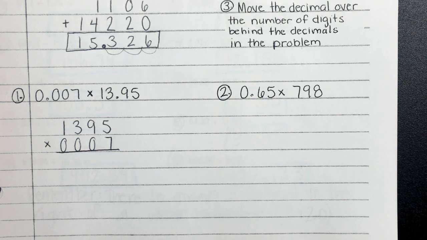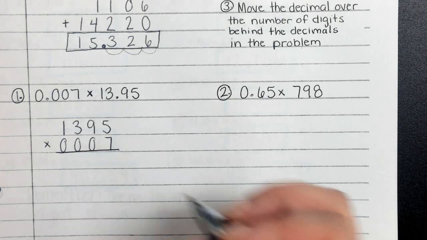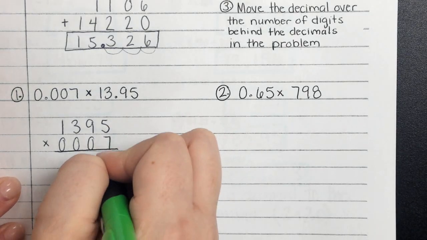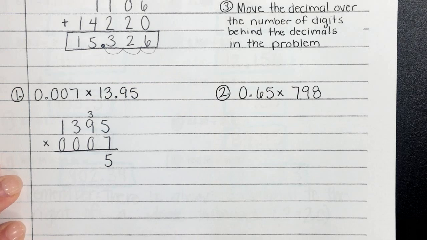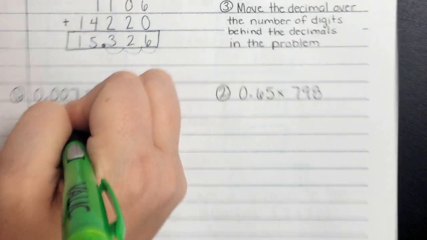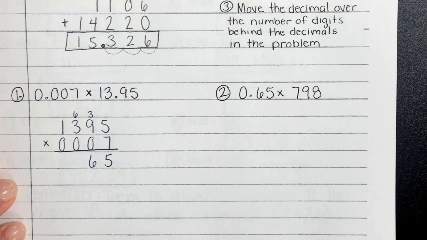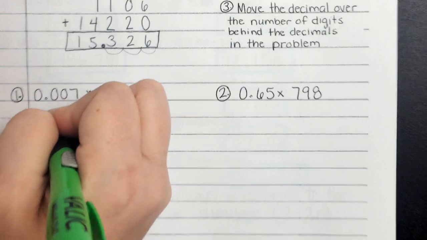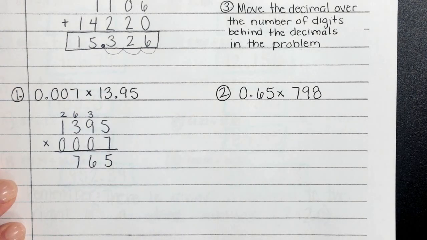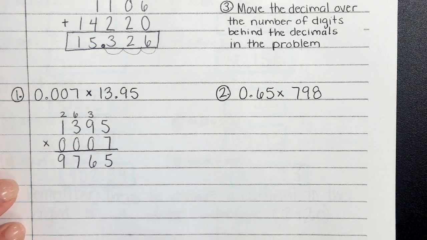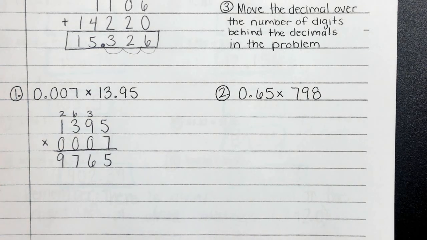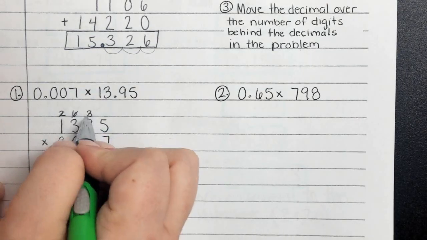Owen, can you walk me through that multiplication? 7 times 5. Okay, gives me 35. Carry in my 3. Now what? 9 times 7 is 63. Plus 3 is 66. Perfect. Carry my 6. 7 times 3 is 21. Plus 6 is 27. Perfect. Carry my 2. And 7 times 1 is 7. Plus 2 is 9. Excellent. All right, so I get 9765. All right.